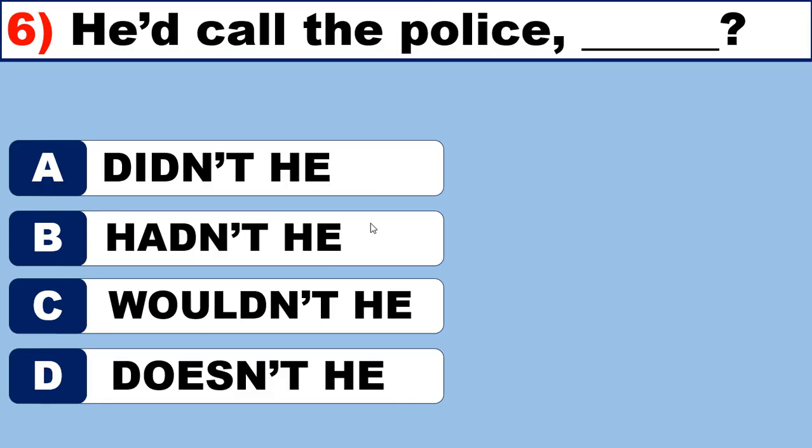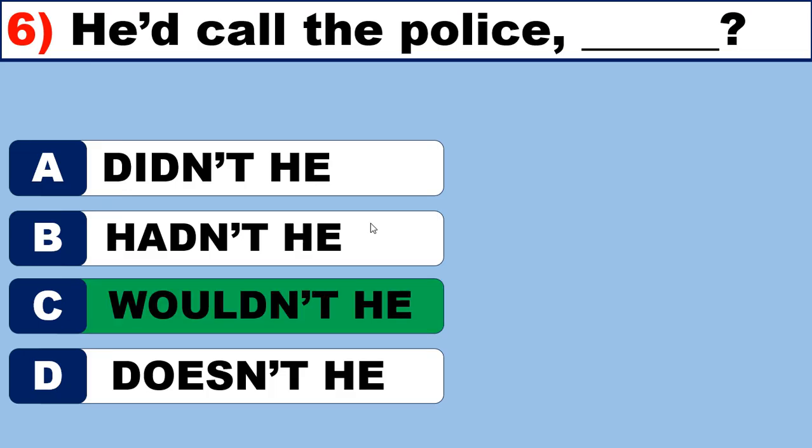Number 6. He'd called the police. He'd, is it he would or he could? It can be would, it can be could when we have he'd. But here, he'd is followed by the base form. So it can be had. Had is always followed by the past participle. And here you have a base form, so it is would. So he would call the police, wouldn't he?